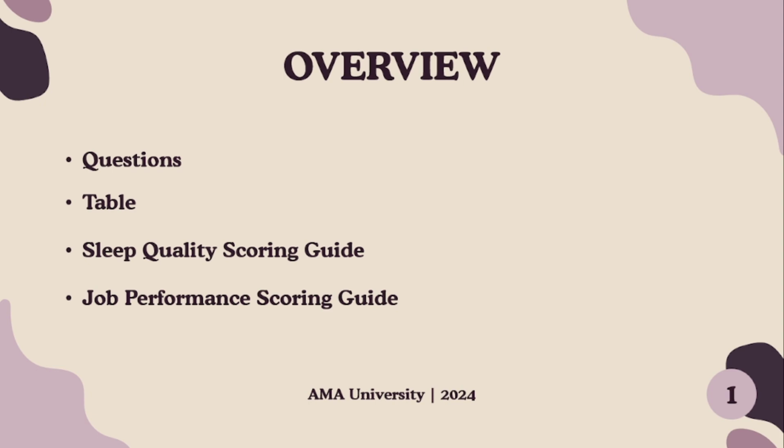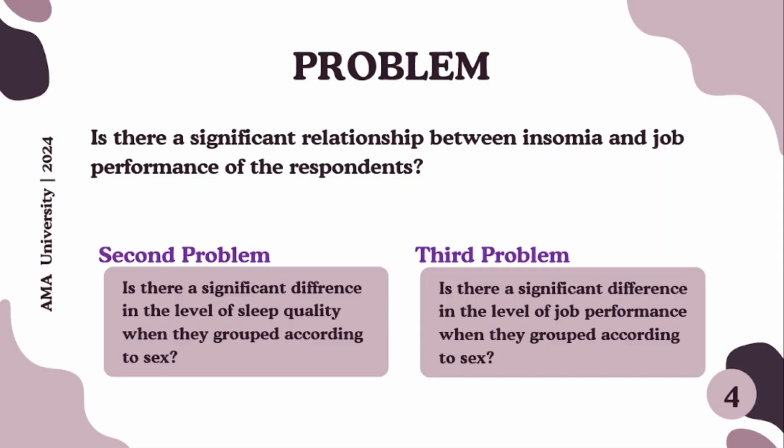Let's look at what the questions are all about first. For our first problem, is there a significant relationship between insomnia and job performance of the respondents? For the second problem, is there a significant difference in the level of sleep quality when grouped according to sex? And lastly, is there a significant difference in the level of job performance when grouped according to sex? If you observe these three problems, we're going to solve them using the table and the scoring guides. So let's look at the table first.